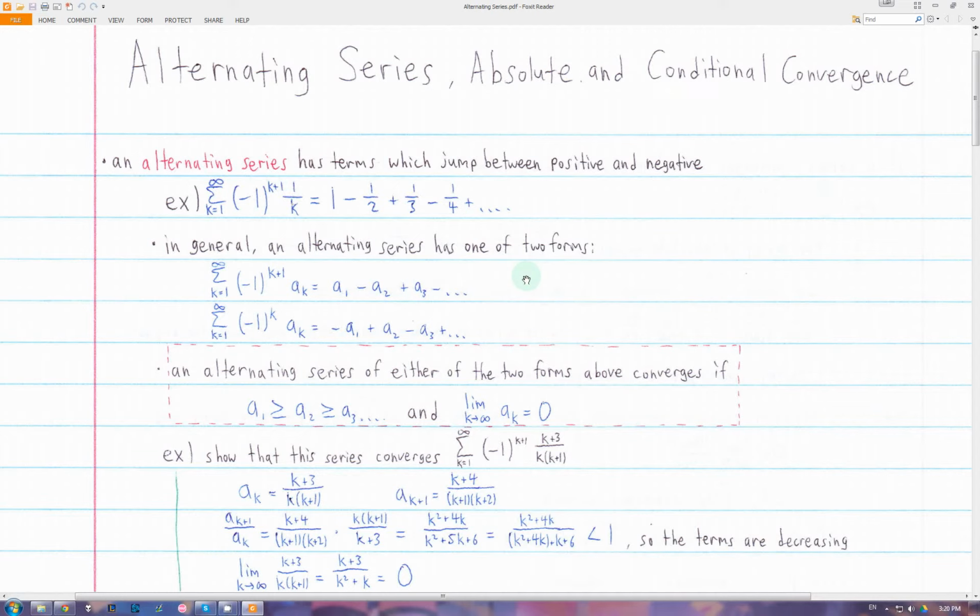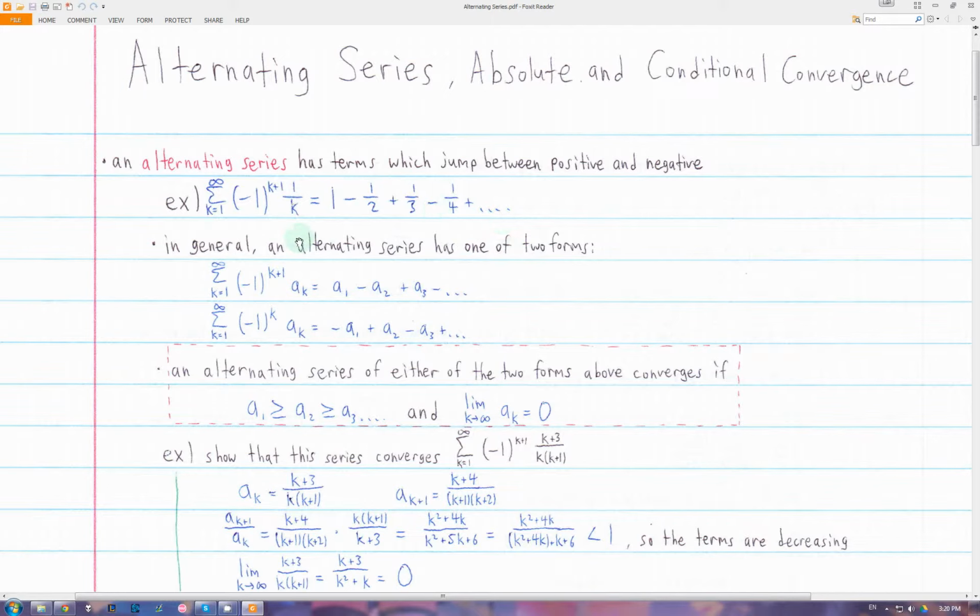An alternating series is one where the terms jump between positive and negative. And it has to be positive, negative, etc. You can't have, say, positive, positive, negative, positive, negative, negative. It has to be always switching back and forth for each consecutive term.